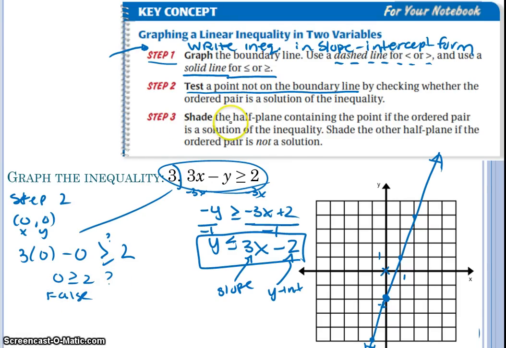So step 3 says shade the half plane. So we're either going to shade this half or the other half. And we're going to shade the half plane containing the point if the ordered pair is a solution to the inequality, and shade the other half of the plane if the ordered pair is not a solution. So here we plugged in 0, 0, and if it is a solution, we shade towards 0, 0. And if it's not a solution, we shade the other way. So since this was a false statement, we're not shading towards it, we're shading away from it.